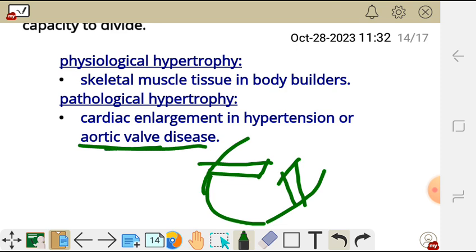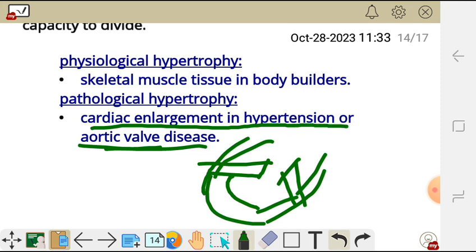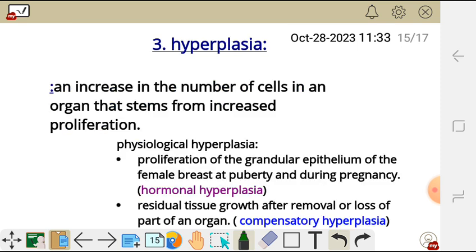The valves have become rigid, so they are not functioning properly, and the heart has to pump blood with strength. That will cause the cells of the heart to be hypertrophied, to increase in size to overcome that obstacle, that derangement which has occurred. So we can see pathological hypertrophy in aortic valve diseases and also in cardiac enlargement in hypertension. So that's all about hypertrophy.